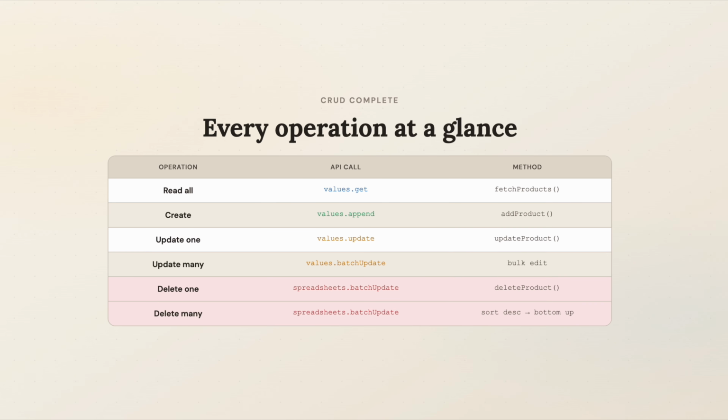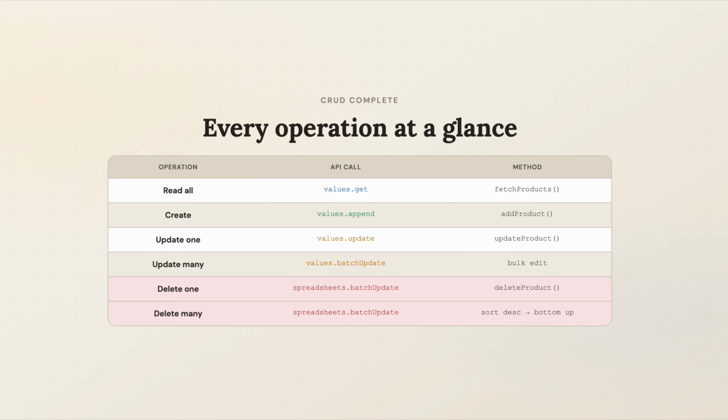Now let's step back and appreciate what we've built so far across the three lessons. So we have the different operations we've created. We have read all, which uses values.get using the fetch products method. Then we have read batch that uses values.batchGet, which you can use for multi-sheet apps. Then we have our create operation that uses values.append using our add product method. Then we have the update one using values.update using our update product method. Then we have update many, which uses values.batchUpdate when you want to do a bulk edit.